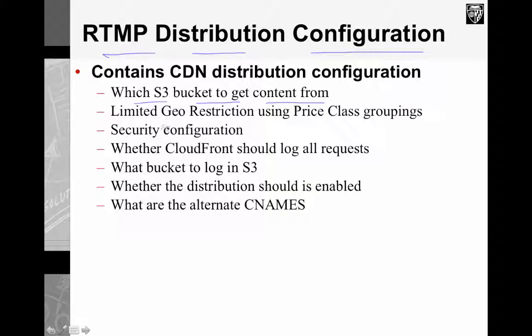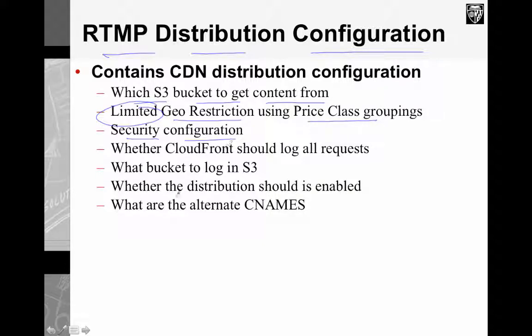You can also do geo-restriction, but it's limited. It uses what is called price class. Rather than selecting the country, blacklisting and whitelisting, you can only do what is called price classes. You can say, I want only North America and South America, or only Europe, or everywhere else. It doesn't really allow you to select countries in detail, at least for now.